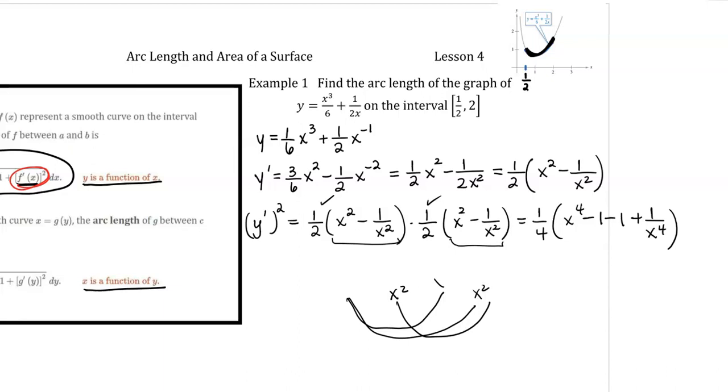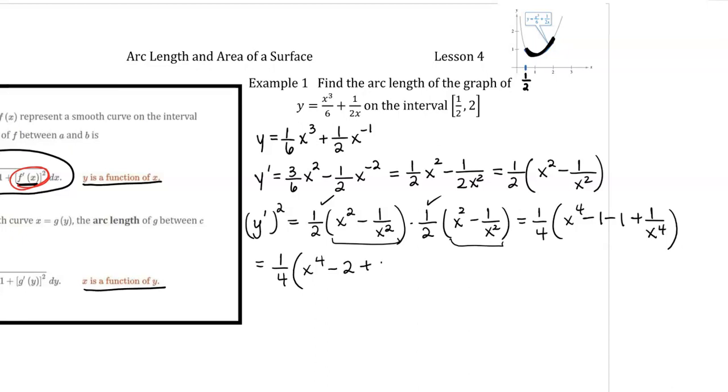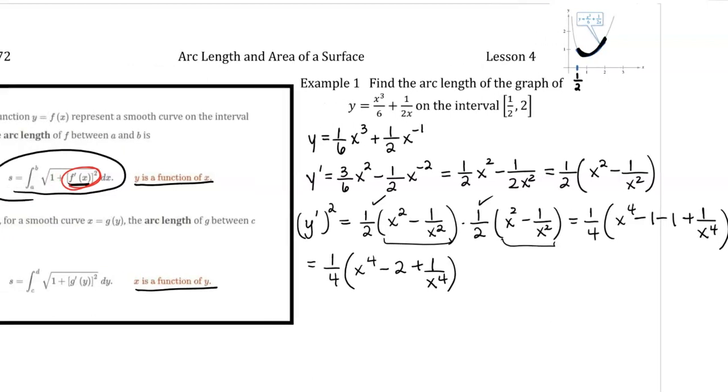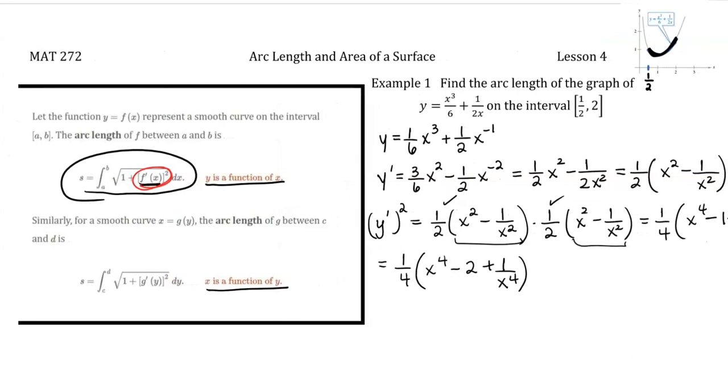Okay, so now I have that all multiplied out. I will combine some like terms in here to get 1/4 x to the 4th minus 2 plus 1/x to the 4th. So I have the derivative squared. So I have everything that's circled in red.